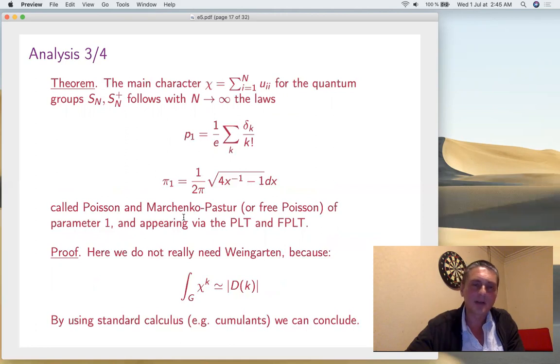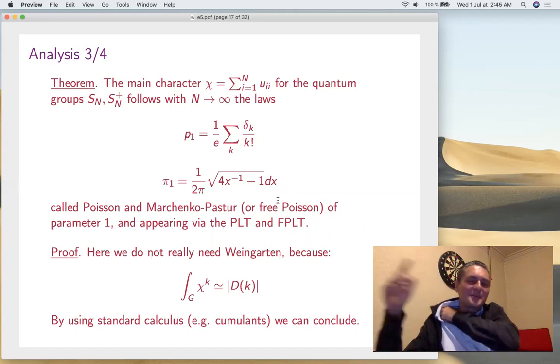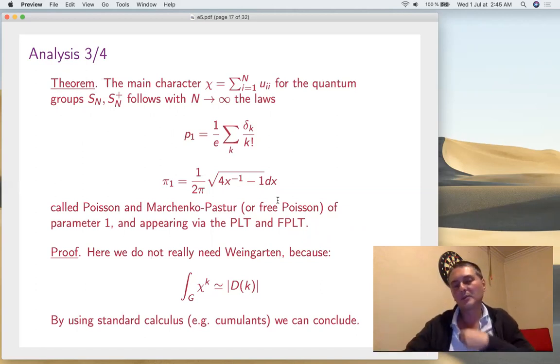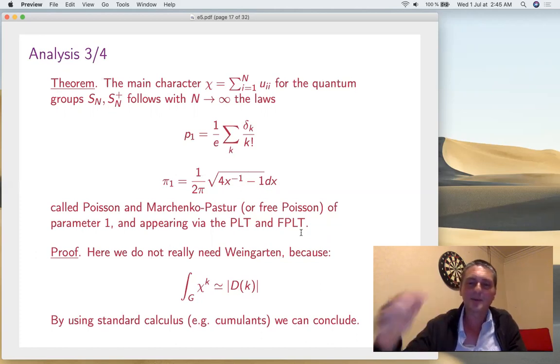This is the so-called Marchenko-Pastur law from free probability, which is also called free Poisson. So there are three names actually: squared semicircular, Marchenko-Pastur, free Poisson. And why free Poisson? This would be the most convenient for us, because here we have Poisson, right? Poisson appears via the Poisson limit theorem, and this one appears via the free Poisson limit theorem in the sense of Voiculescu's free probability. But that's just a comment, we will not get into these details. What was the proof? Actually, here you don't even need Weingarten.